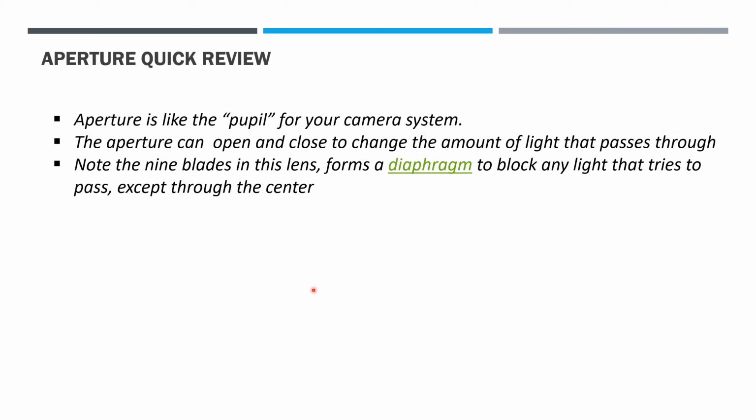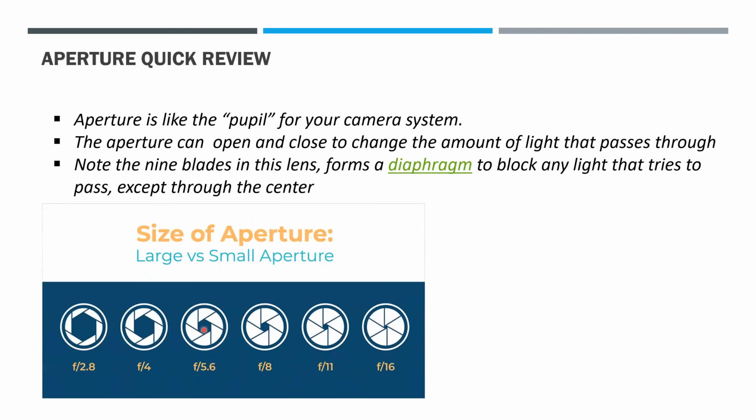Okay, the aperture is like the pupil of your eye, but it's for the camera system. It opens and closes and gives a different amount of light that passes through it. And the size of the aperture, there are blades on the aperture. You can see these blades here, these white things. And the opening is in the center. The blades will block the light, so more light is blocked at f/16. Whereas at f/2.8, you have a much wider aperture and more light will hit the lens.